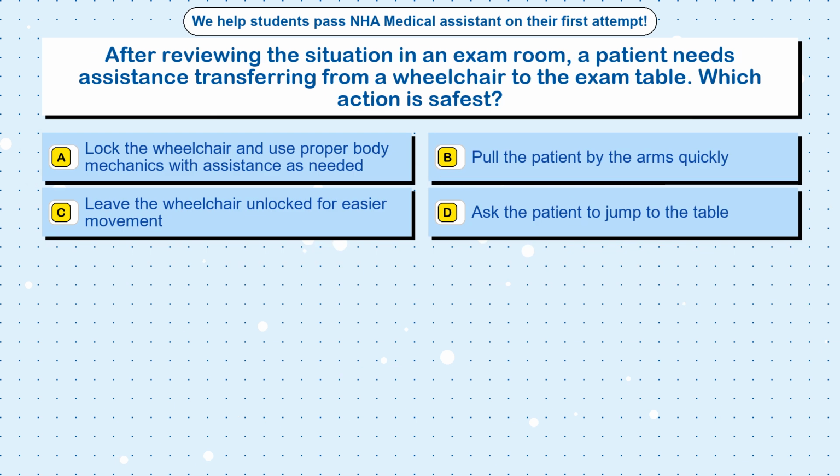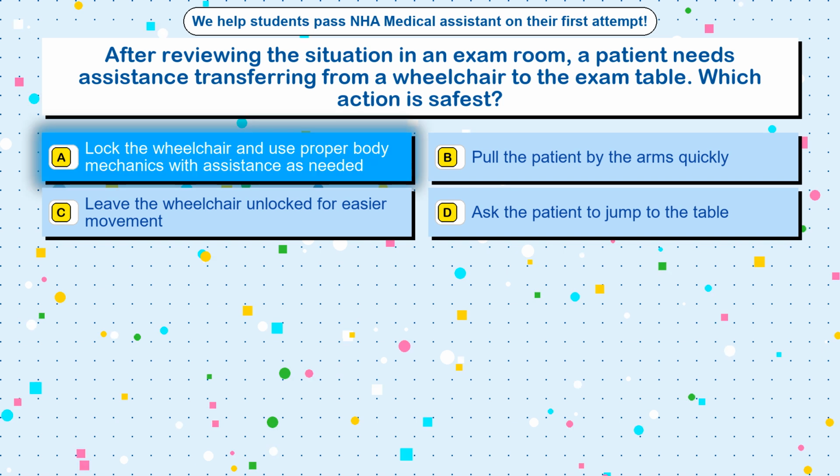Question 30. After reviewing the situation in an exam room, a patient needs assistance transferring from a wheelchair to the exam table. Which action is safest? Option A. Lock the wheelchair and use proper body mechanics with assistance as needed. Option B. Pull the patient by the arms quickly. Option C. Leave the wheelchair unlocked for easier movement. Option D. Ask the patient to jump to the table. The correct answer is option A.